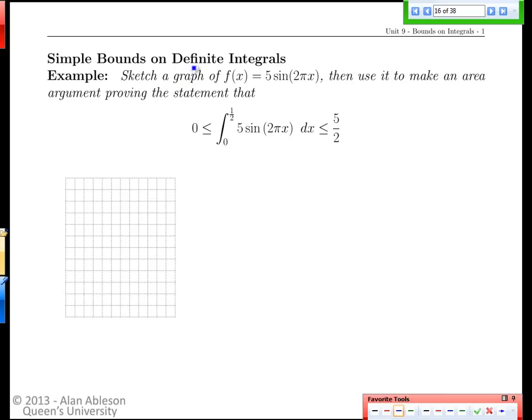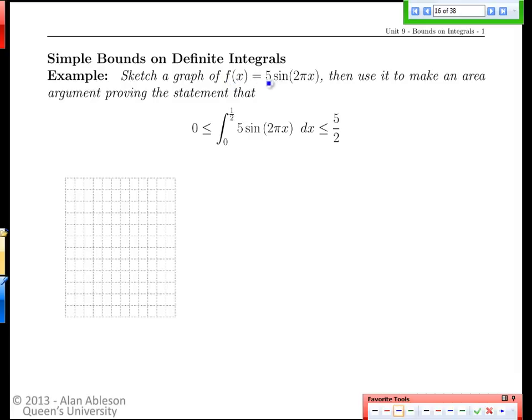When studying definite integrals, some of them are going to be quite challenging to evaluate, and in practice, in both science and economics, it's sometimes useful to be able to at least bound and say this integral is no larger than some other quantity or no smaller than some other quantity. We're going to take a look at a simple example of that here.